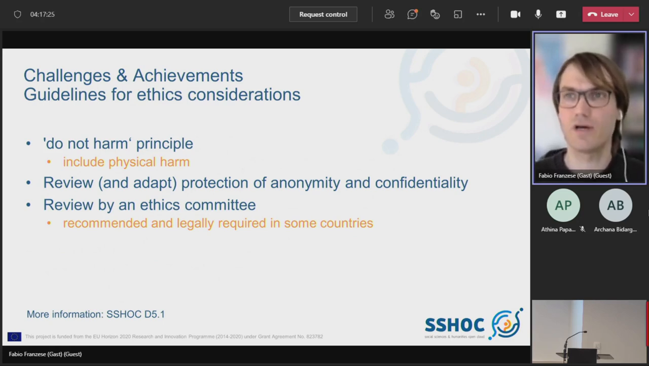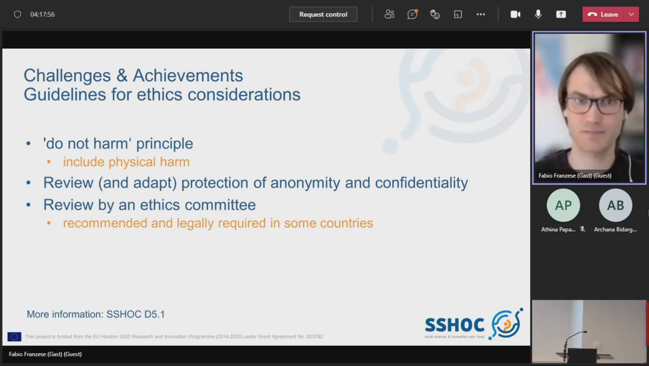That is our recommendation that we put in here. Whenever you have a new type of data or a new type of data collection, it's good to review your existing process and adapt if necessary for all ethical issues, not only data security, but also whatever is necessary. And of course, we highly recommend a review by an ethics committee, although that might not be legally required in all countries.